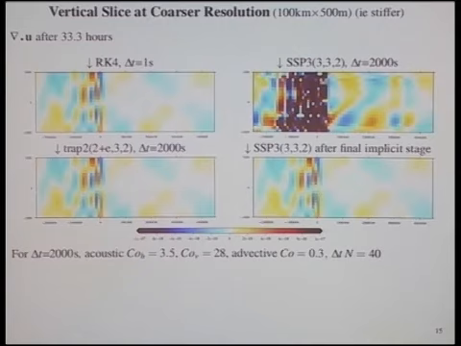So I've also looked at much coarser resolution. That was the near hydrostatic test case, and I've made it even more hydrostatic by making the resolution even coarser. A lot of the schemes don't use a final implicit stage, which seems dangerous, and so I've been looking at the impact of that.